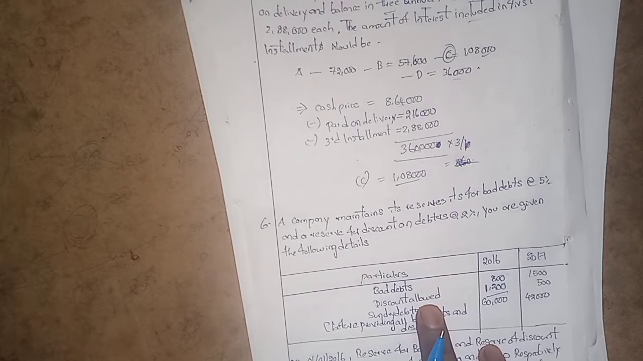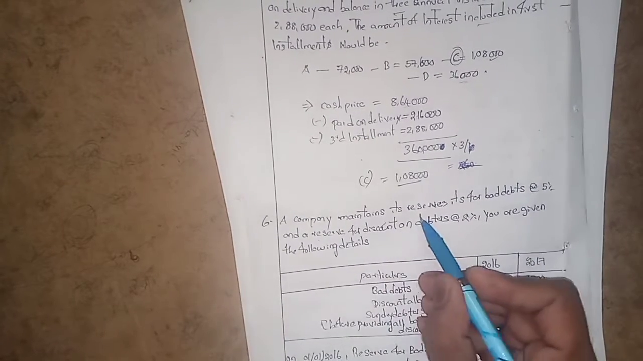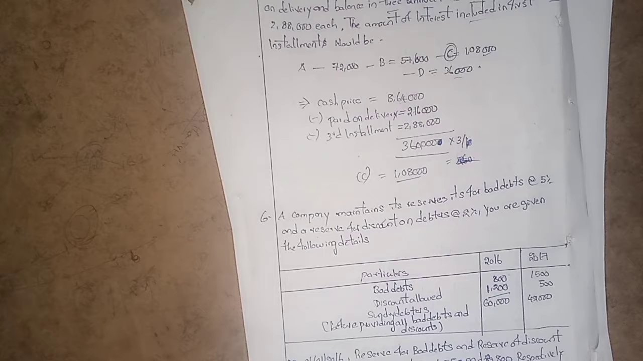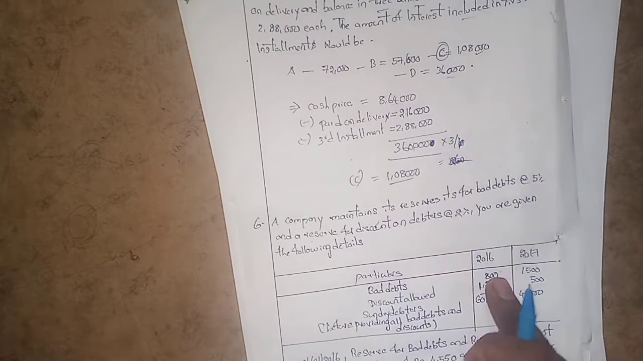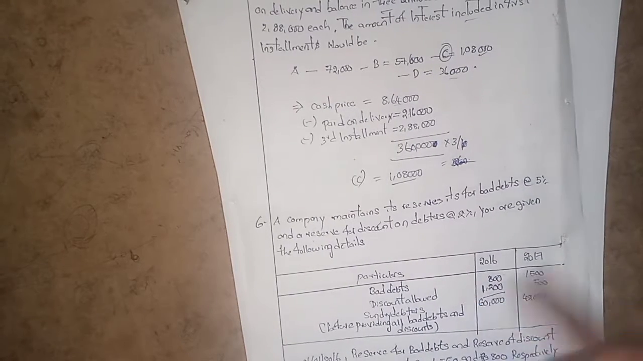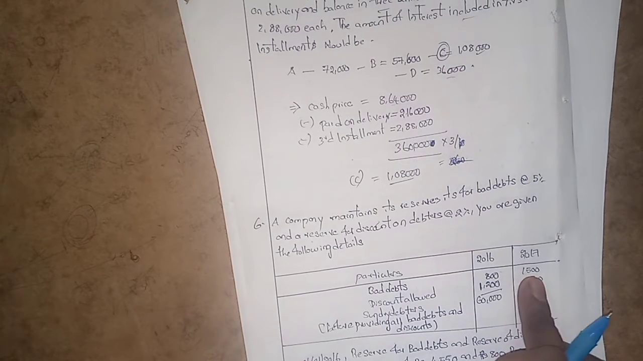So a company maintains reserve for its bad debts. A company maintains its reserve for bad debts at 5% and reserve for discount on debtors at the rate of 2%. You are given the following details for the years 2016 and 2017. Bad debts were 1800 in 2016, 1500 in 2017.